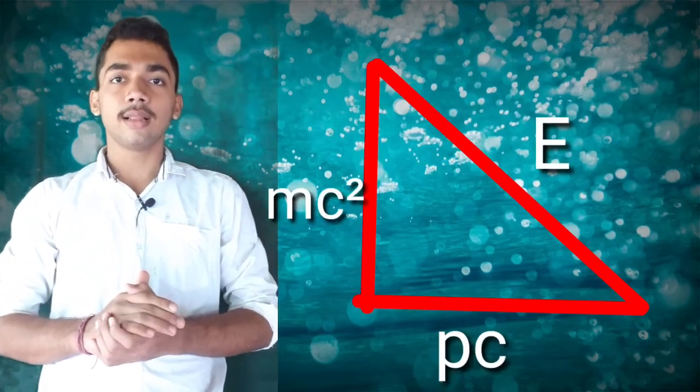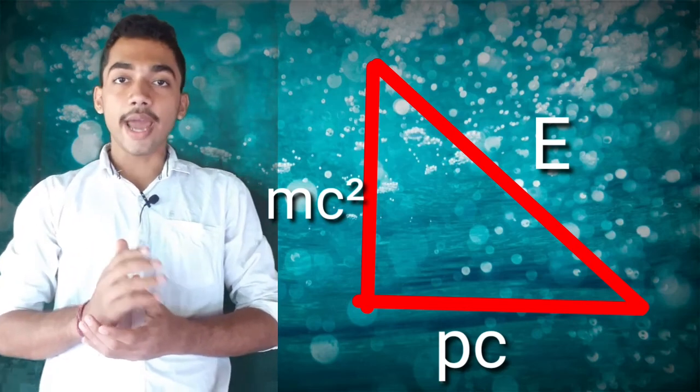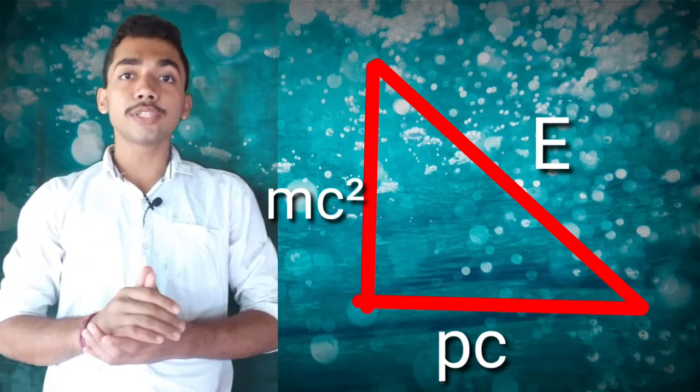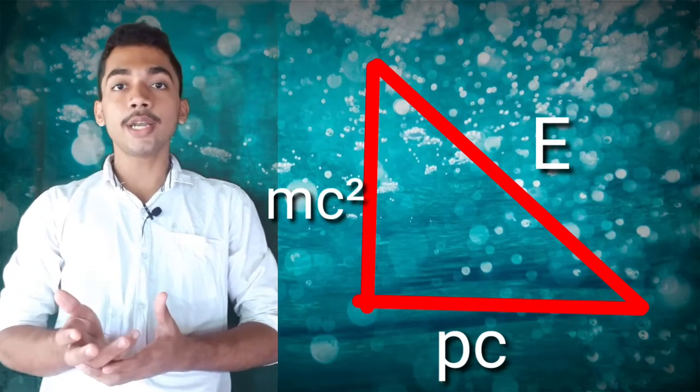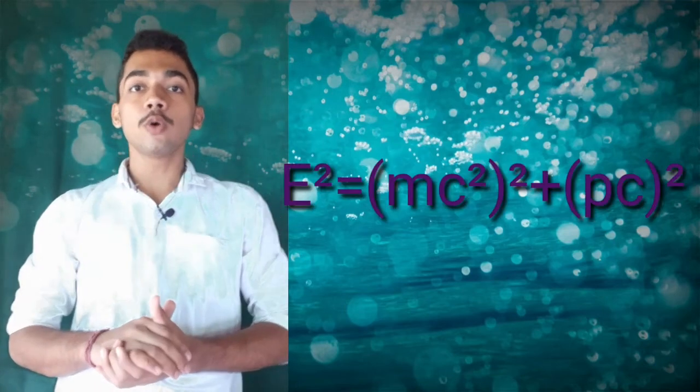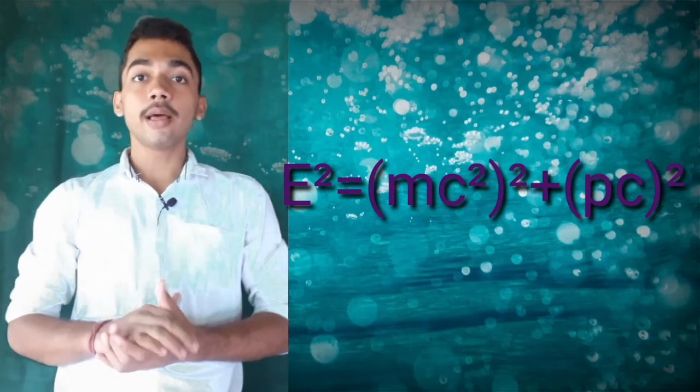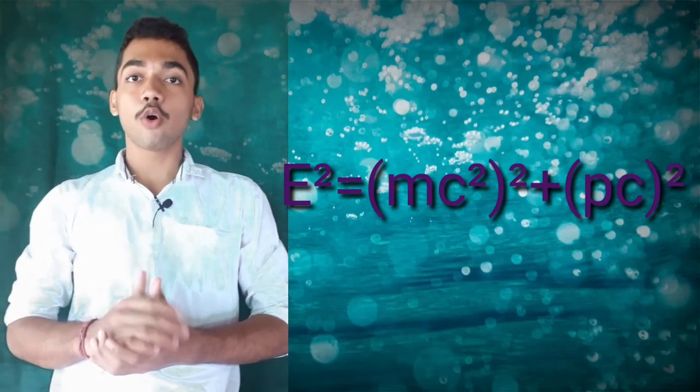Then we can put the complete formula in a simple way. Consider a right angled triangle. Let the hypotenuse be energy and the remaining two sides be mc² and pc, the rest energy and the momentum term. Then by Pythagoras theorem, E² = (pc)² + (mc²)².